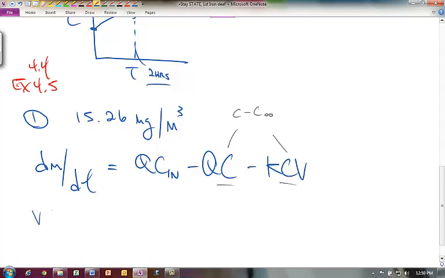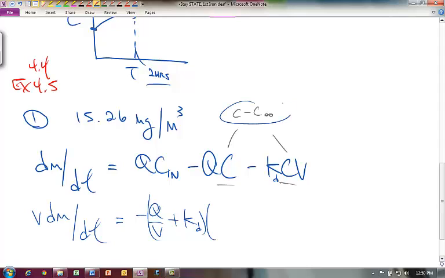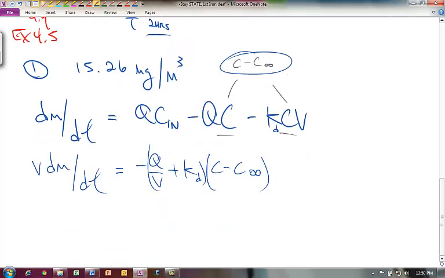So we have V dm/dt is equal to, and we can solve for like terms. Let's bring the Q over V plus k. I'll call this kd, our decay coefficient, all that times, and so we substitute this C minus C infinity for the concentrations that we have on here. So this is actually still quite a complicated equation to solve for.